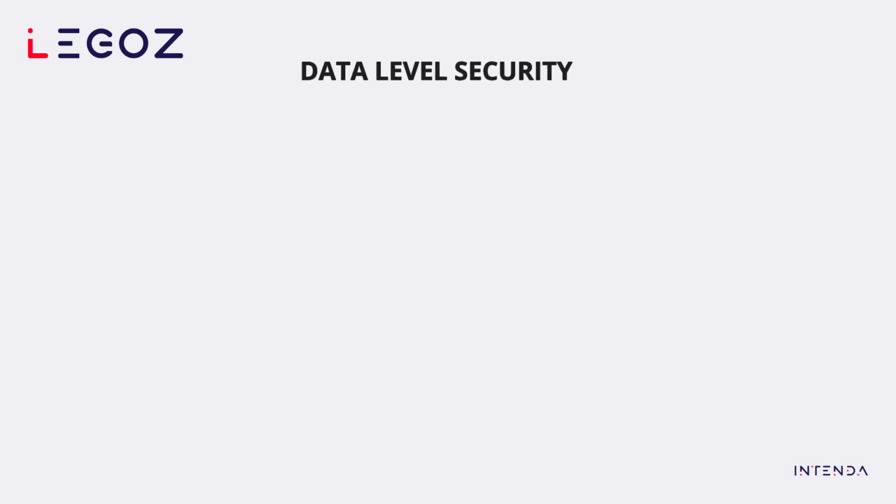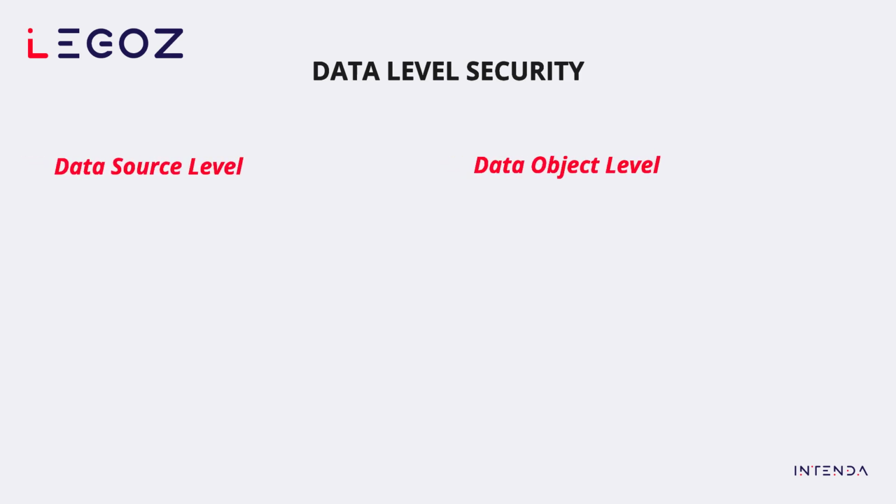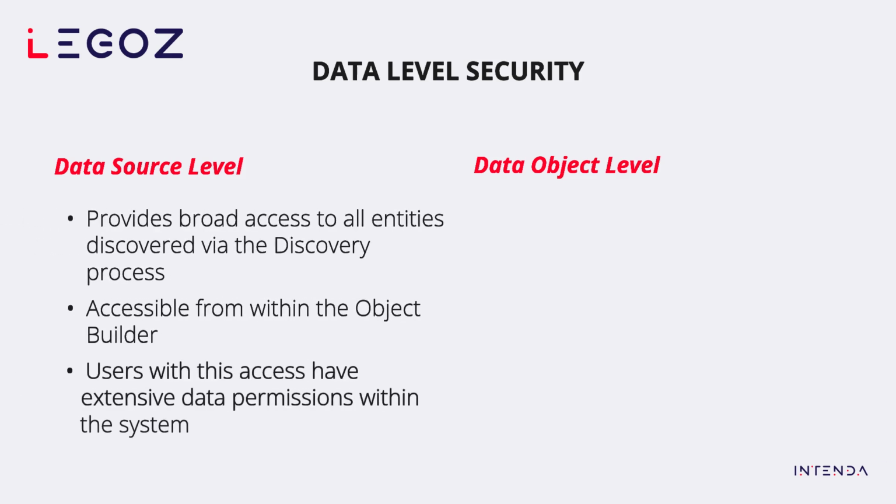To interact with data or data objects within the system, access must be assigned at various data levels. Access can be granted at either the data source level or the data object level, utilizing the roles created previously. Assigning access at the data source level provides users associated with those roles with access to all entities identified through the discovery process. These entities are accessible within the object builder. Access at this level enables broad interaction with data across the system.